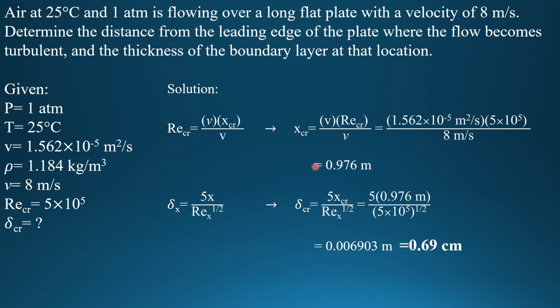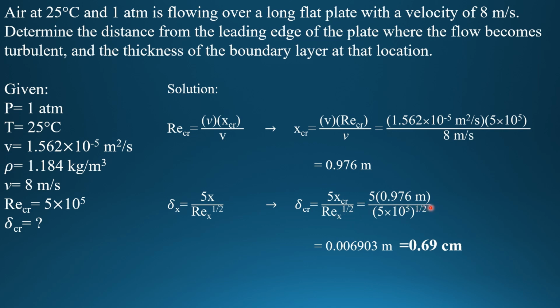And we have here the distance on our long flat plate at its critical point that is equal to 0.976 meters. Next, we will be finding the thickness of the boundary layer. We have this equation, delta x is equal to 5 times x, which is the distance, over the Reynolds number at x raised to 1/2. So we have this, the delta at critical point that is equal to 5 x at critical point over the Reynolds number raised to 1/2.